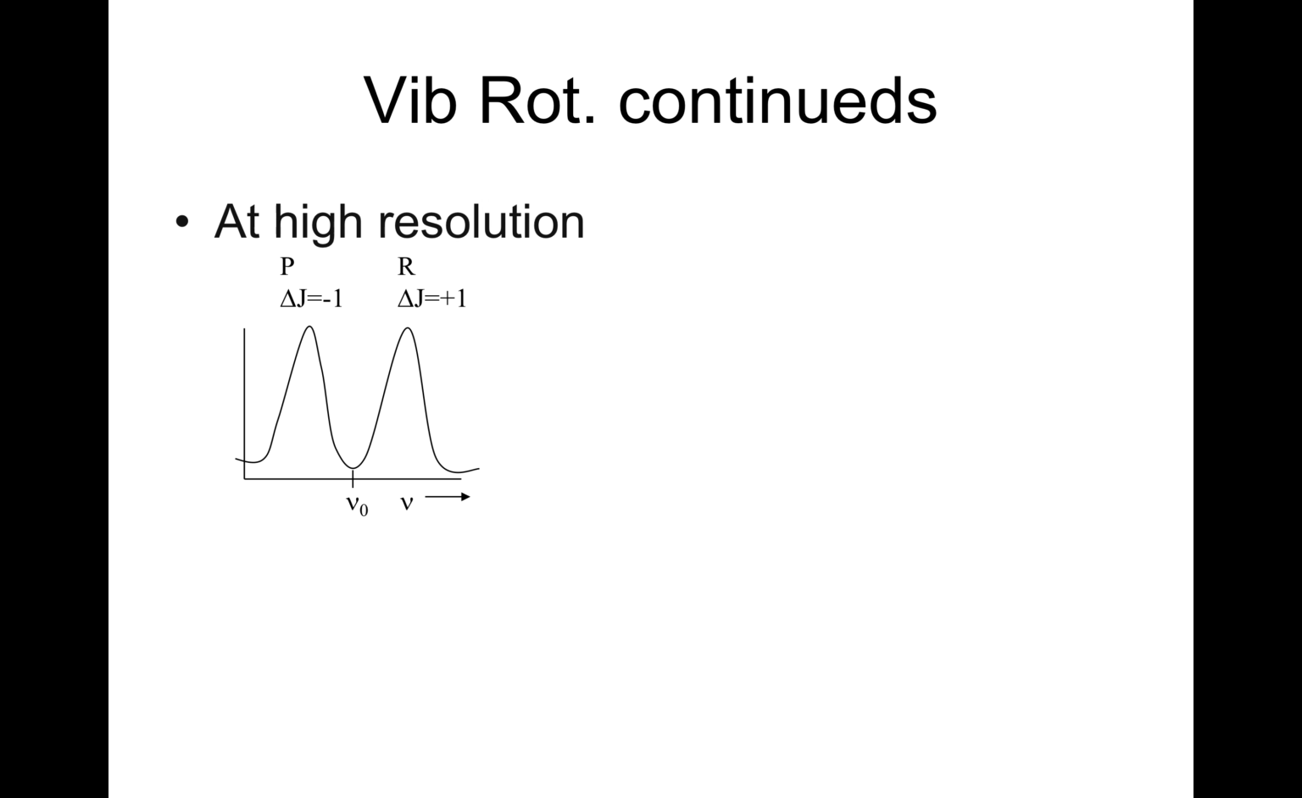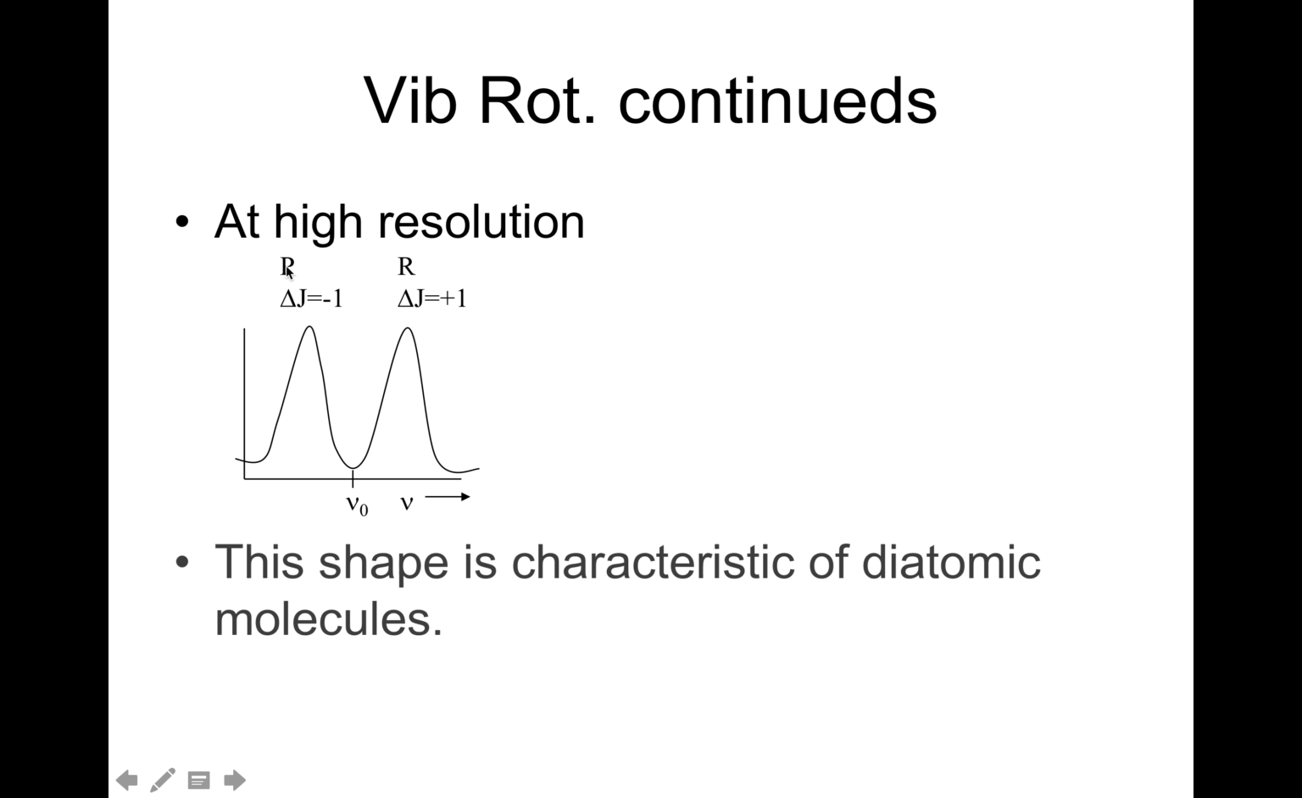Now, when we do that, we obtain two of them, that band and that band. This band is due to delta J being -1, and the right is delta J being +1. The right-hand side one is called the R band, and the left-hand side one is called the P band. This shape is very characteristic of diatomic molecules.